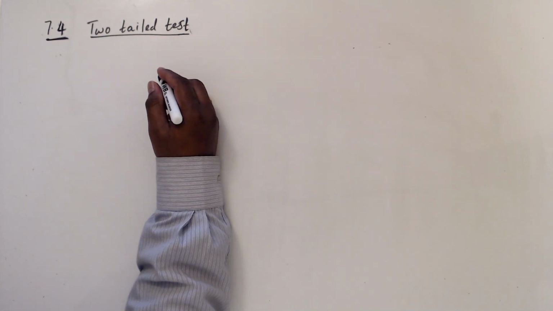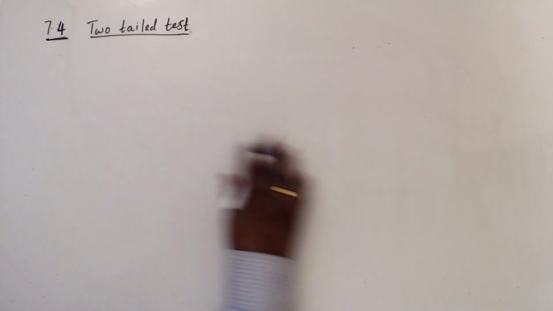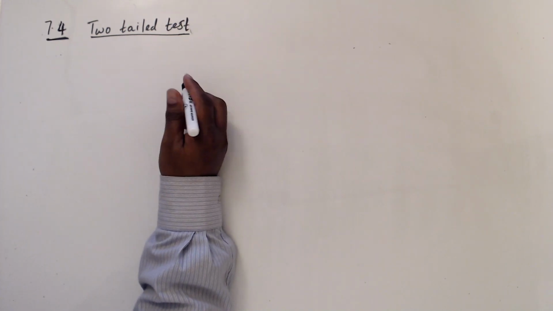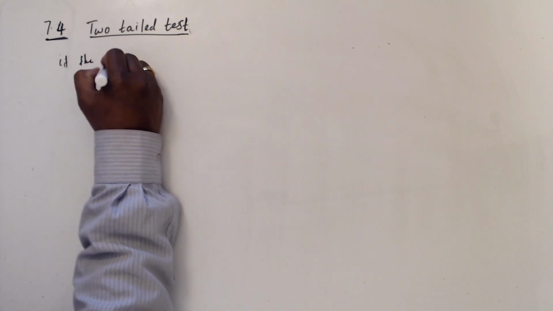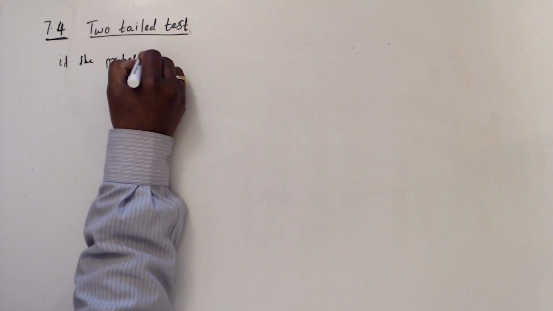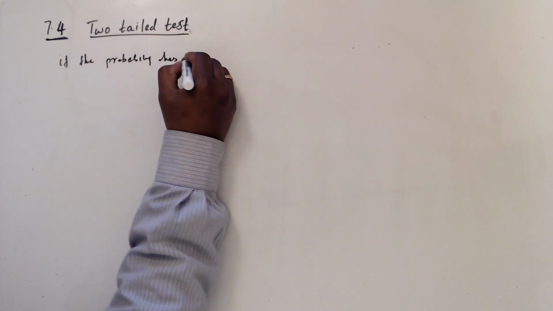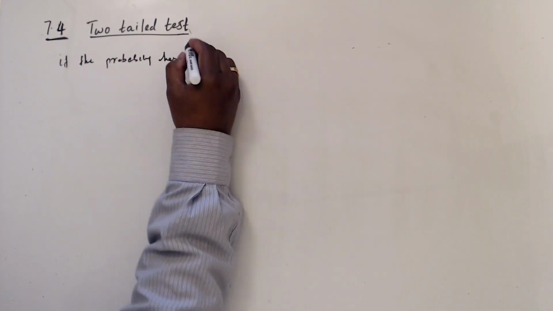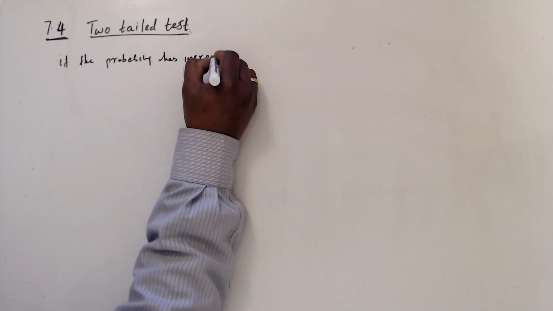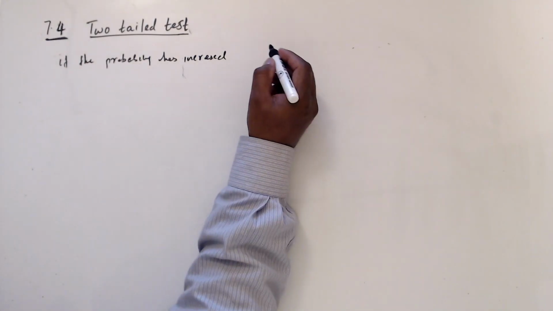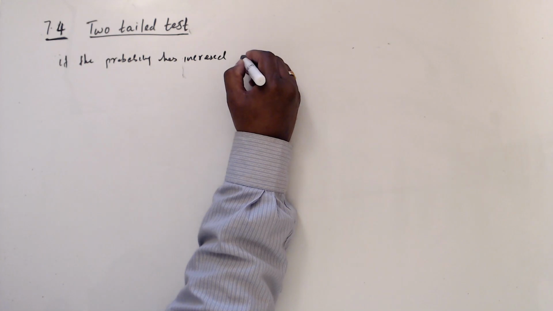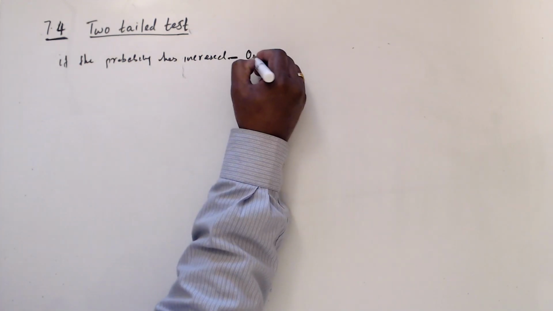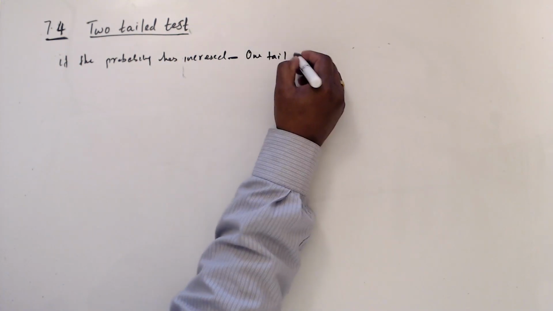Chapter 7.4, two-tail test. So we know what a one-tail test is now. If the probability has increased, then it is a one-tail test.